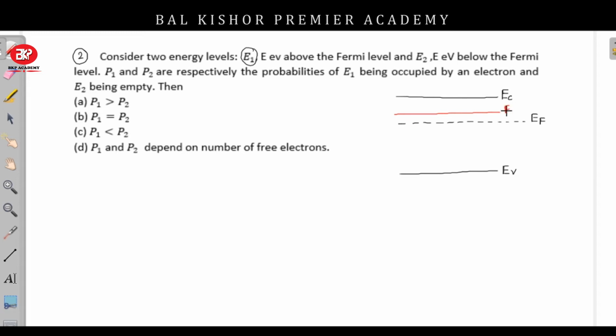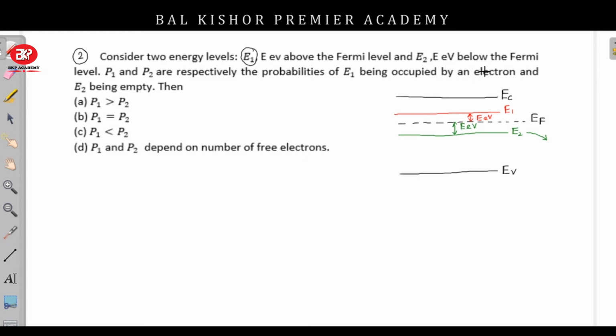This is the E1 energy level where this E1 energy is above the EF, that is the Fermi level, and this is given, ये amount of energy कितने ऊपर है? ये है capital E इलेक्ट्रॉन वोल्ट एनर्जी ऊपर. Similarly और एक एनर्जी लेवल है E2, and this E2 energy level is below the EF by the same amount, that is E electron volt.